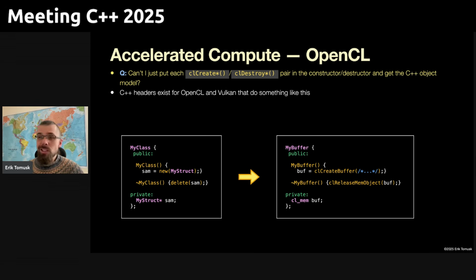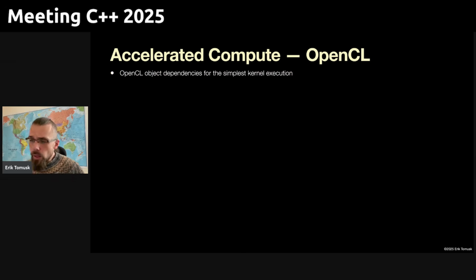And the answer is, well, kind of, sort of, you can do it. C++ headers exist for OpenCL and Vulkan to do exactly this. It can potentially simplify some things, but the underlying problem is really a lot more complicated. So we don't really get nearly as much mileage out of this approach as you might initially expect. And the way I think about this is, if you imagine a dependency graph for the OpenCL objects that are needed to execute just one kernel, and I've gone ahead and drawn out this dependency graph.